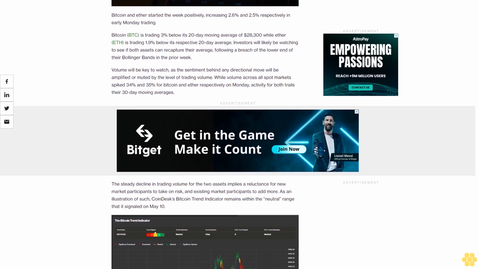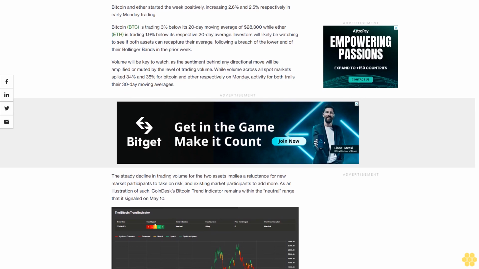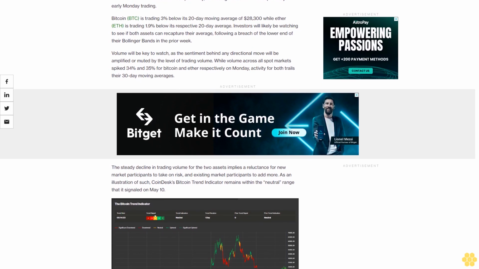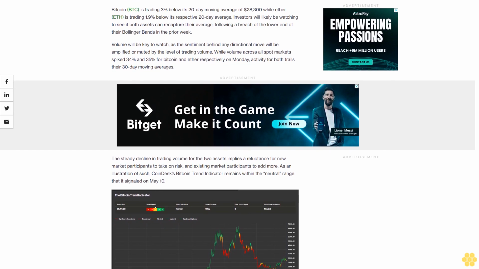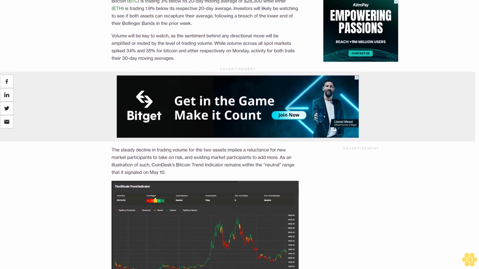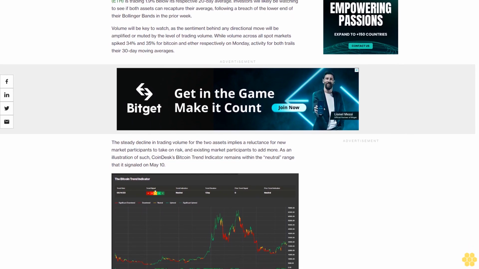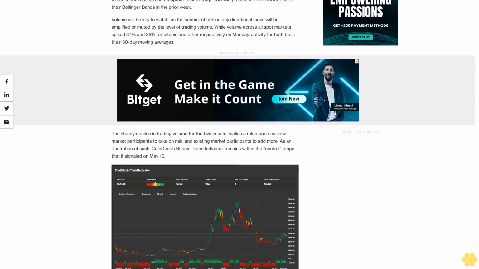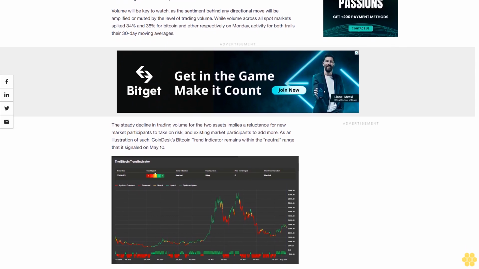Volume will be key to watch, as the sentiment behind any directional move will be amplified or muted by the level of trading volume. While volume across all spot markets spiked 34% and 35% for Bitcoin and Ether respectively on Monday, activity for both trails their 30-day moving averages.